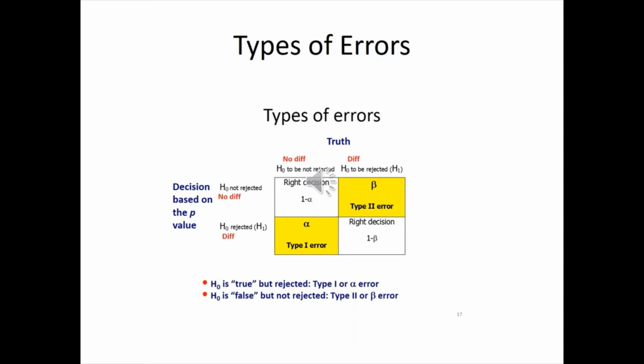That's called the alpha type error. That's also called a type 1 error. In other words, I made a mistake based on that. And then there's the other type where I call no difference, when in fact there is a difference. That's called a beta type error or a type 2 error.